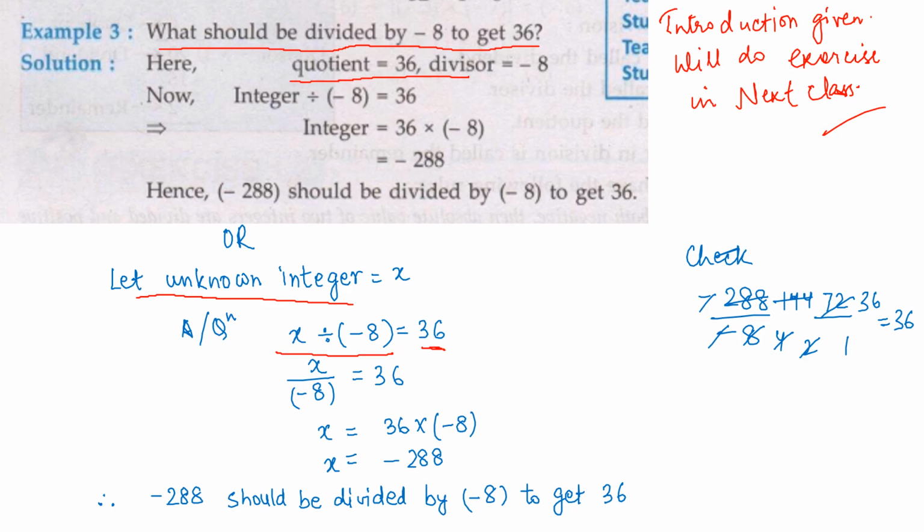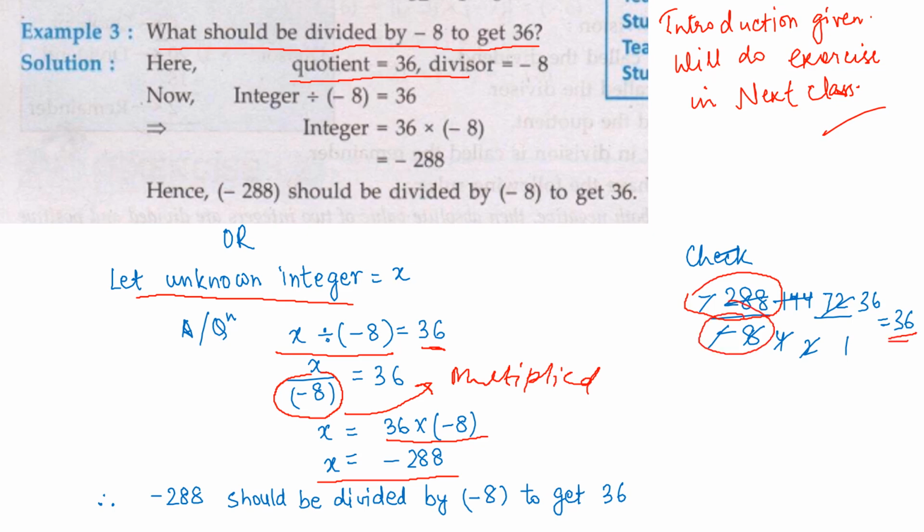When 8 is getting divided on one side, it will go and be multiplied on the other side, isn't it? That's how x is equal to 36 into minus 8. When you multiply, you will get x as minus 288. You can check also. In place of x you put minus 288 by minus 8. When you solve, you will get the answer as 36.